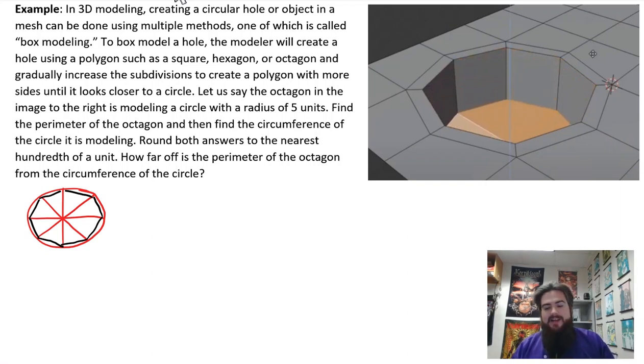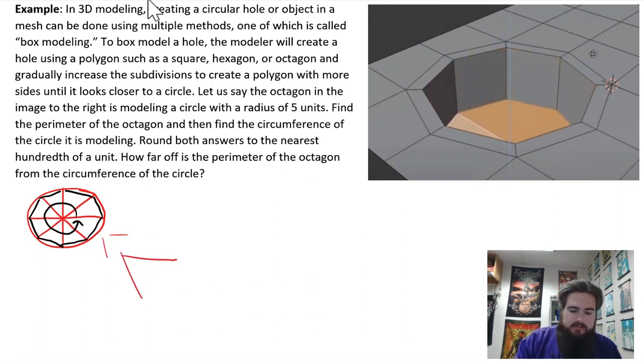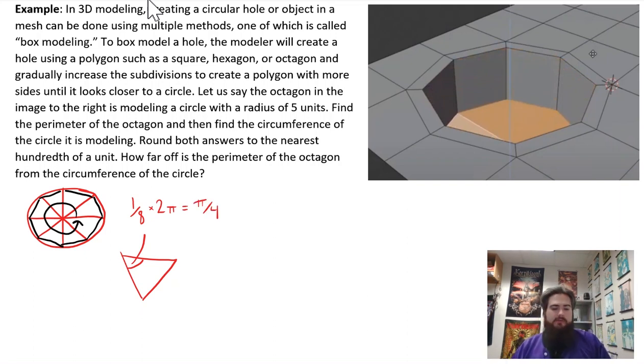Notice that in that octagon, it takes the image and it divides it into 8 equal pieces. It is taking one full rotation and dividing that into 8 equal pieces. Meaning that one of these pieces would have an angle measure on the inside that is 1/8 of a full rotation, or 2 pi. So that means our angle measure on the inside there is pi over 4.